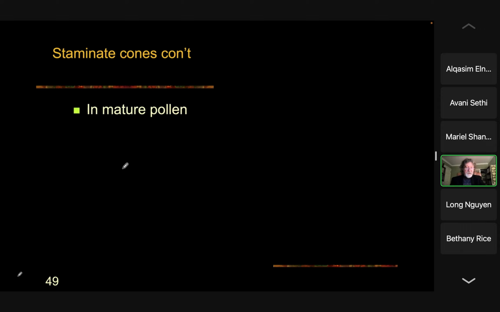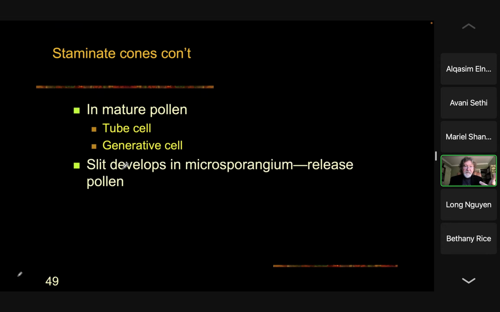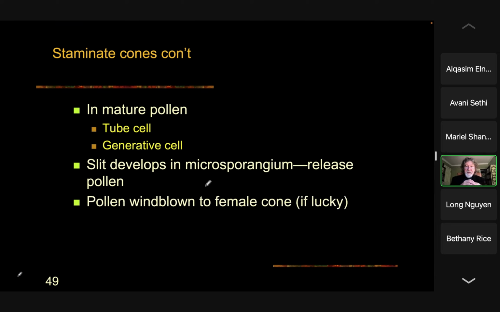So just before, I have just 2 minutes, staminate cone. Let's run through what happens. In this mature cone, pollen has 6 cells or 4. There are 2 real important cells there when the pollen is released: a tube cell and a generative cell. These are there in the pollen grain when it's released from the microsporangium. As the cone dries out, the microsporangium splits open and the pollen is released. Once again, the pollen is a male gametophyte.